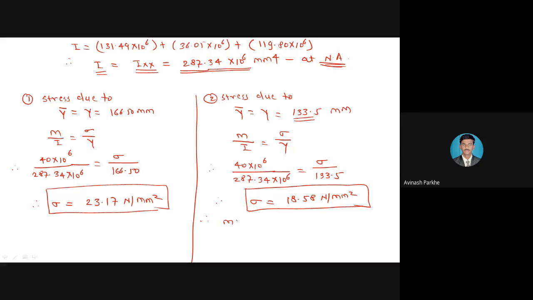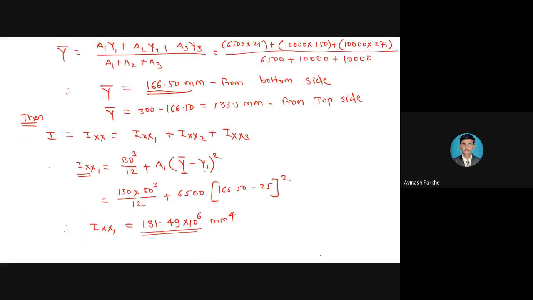Therefore, the maximum bending stress in the cast iron bracket, that is sigma, is equal to 23.17 Newton per mm square. So like that, you have to write down the answer at the end, because you got two different values: sigma is equal to 23.17 and sigma is equal to 18.58.